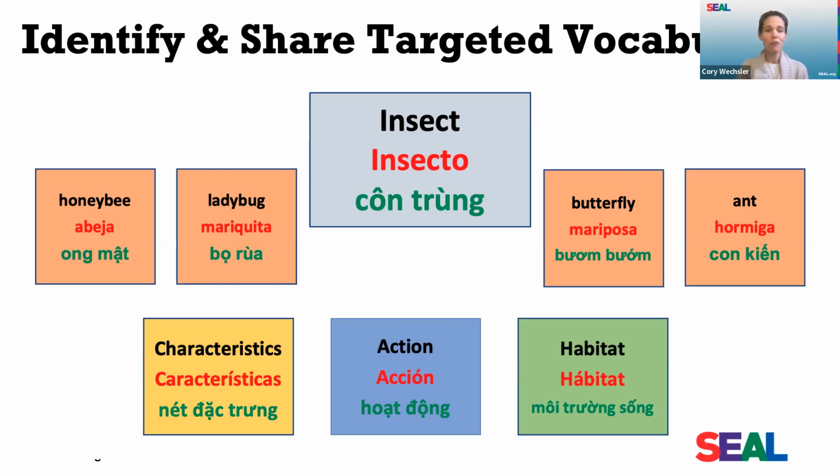So here's an example from an insects unit. Thinking ahead of time about the categories and the content offers guidance about which words to highlight in the children's multiple languages. So as these words insects, honeybee, ladybug, and concepts such as characteristics, action, habitat are used, you can refer to them in all the different languages.